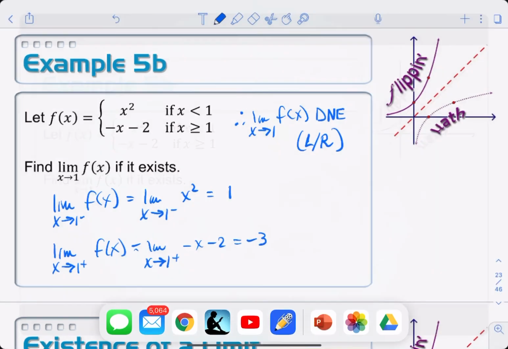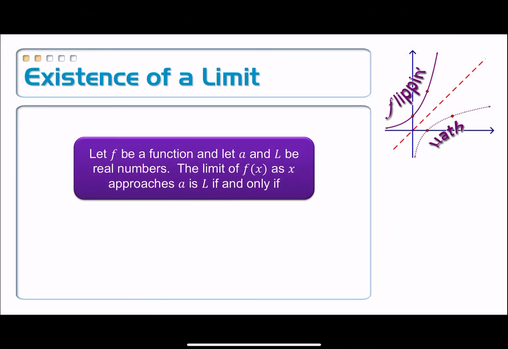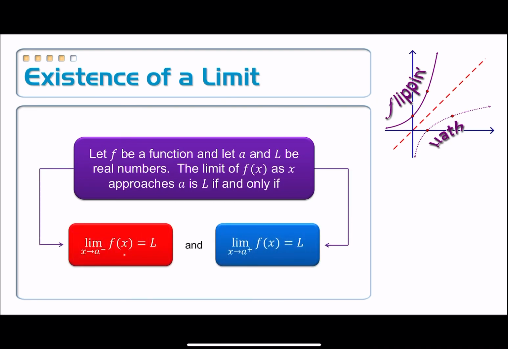Which brings us to a slide that we've seen before about the existence of a limit, where we're saying that the limit exists if and only if the limit from the left and the limit from the right are the same exact number.